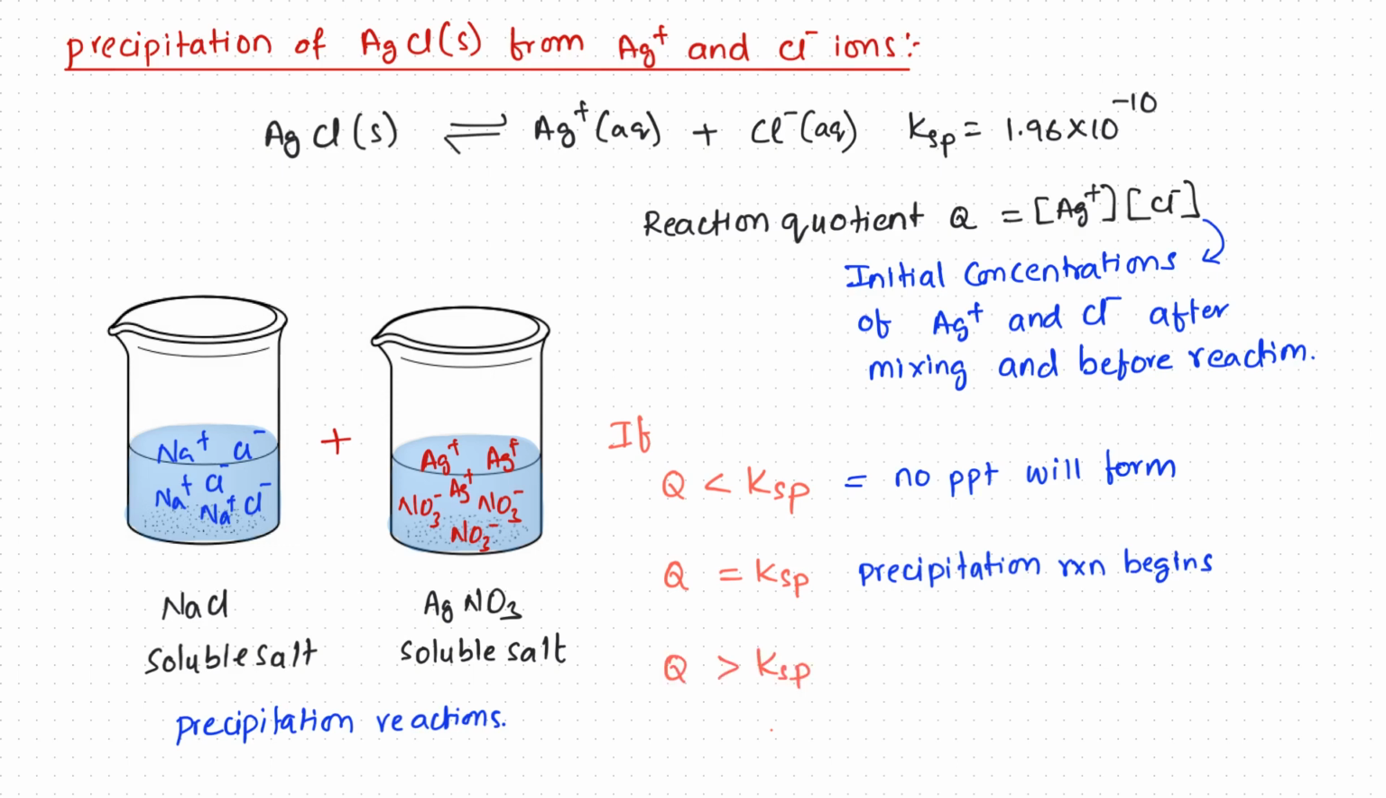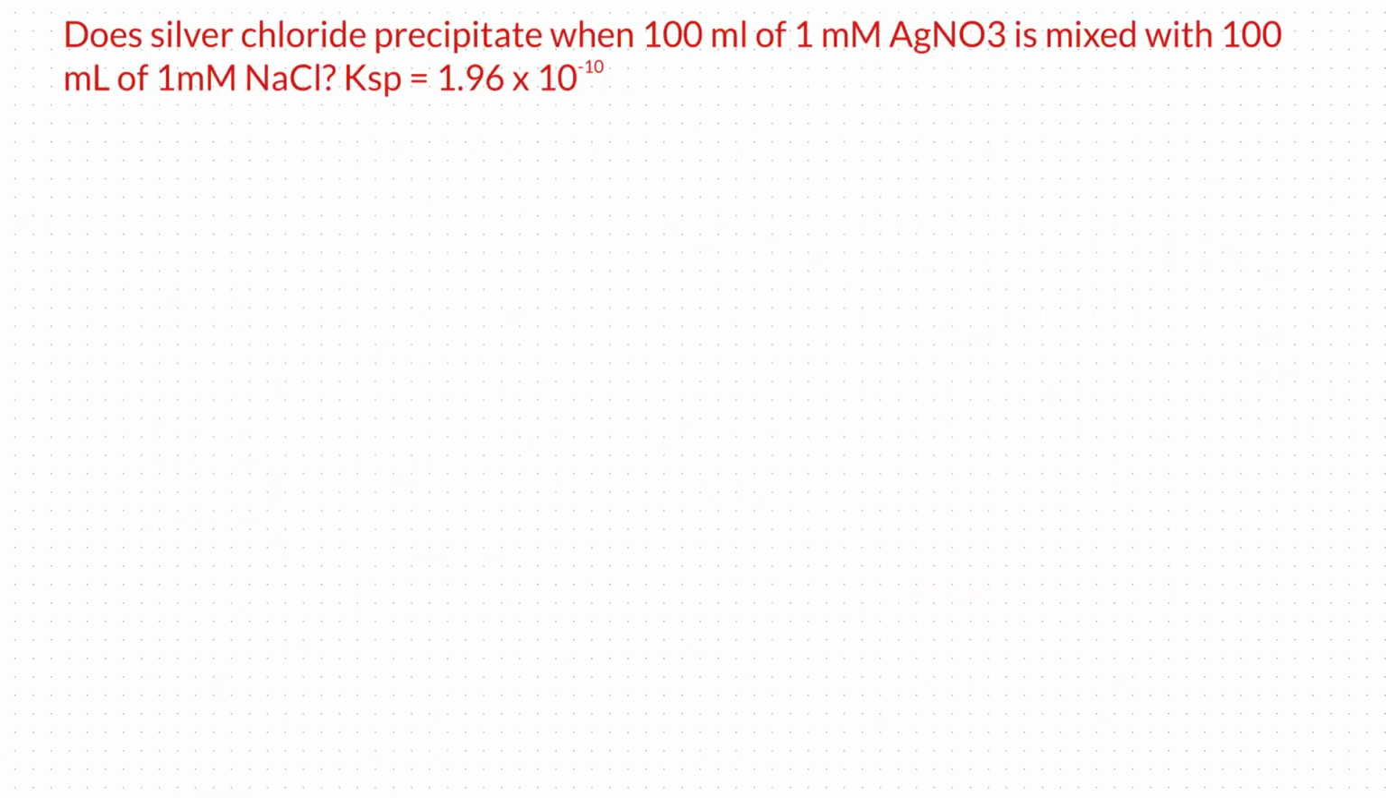In the third case, if Q is greater than Ksp, then we have more than the maximum amount of ions that can coexist in the solution. Therefore, a precipitate will be formed at this stage. In the next slide, we will try to apply this concept in solving a problem. In this slide, we will predict if a precipitate occurs or not when we mix 100 ml of 1 millimolar silver nitrate with 100 ml of 1 millimolar sodium chloride.